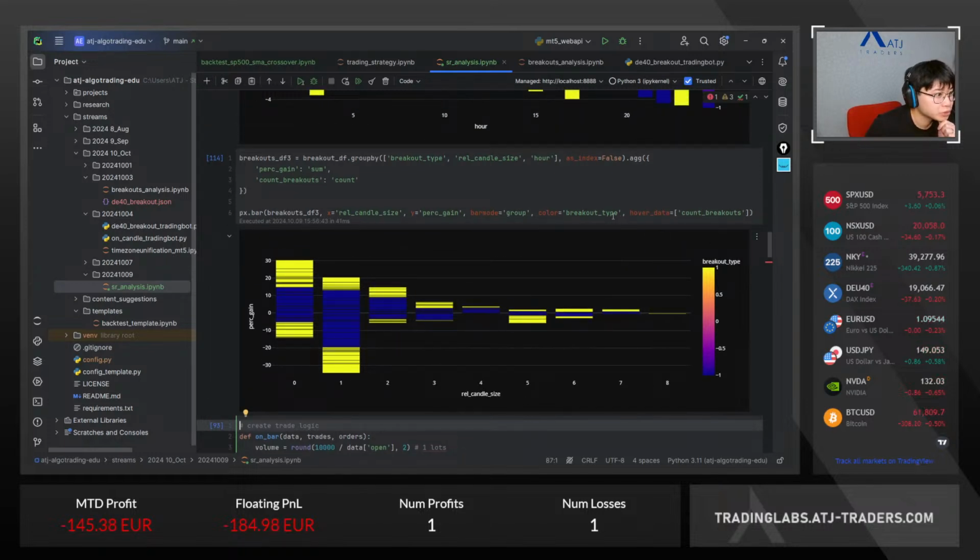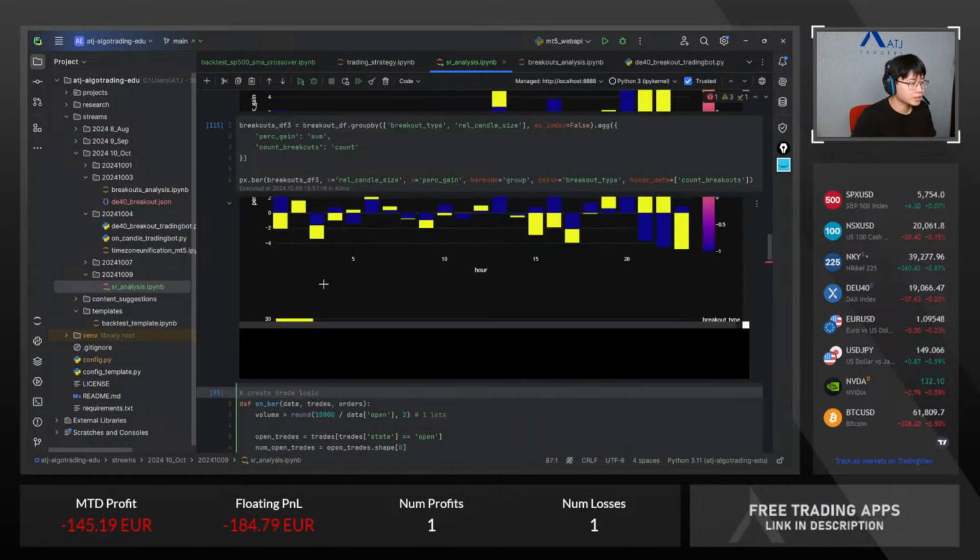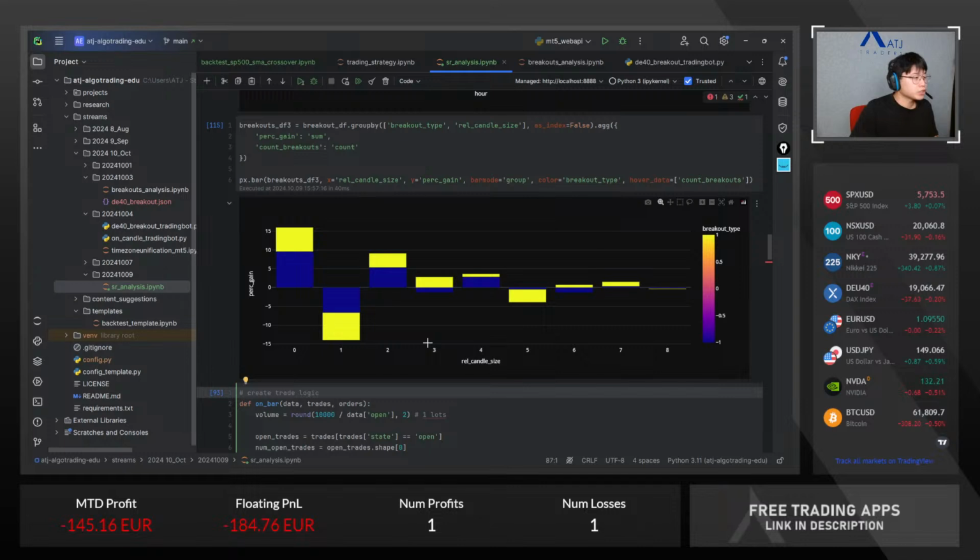So what do we see here when it comes to short positions? Oh, and I added the hour here. Let's look at the analysis just by candle size, and then we add the hour. When the relative candle size is between 0 and 1, the price tends to go up. But when it's between 1 and 2, it tends to go down, and so on. That is very interesting, right? It seems like candle sizes play a big role in that.